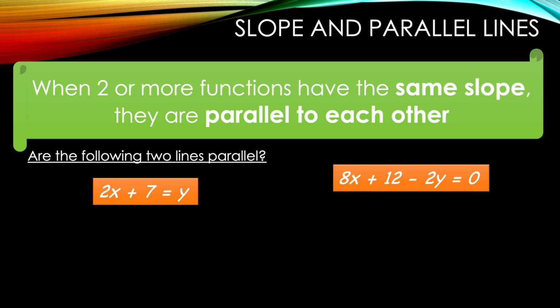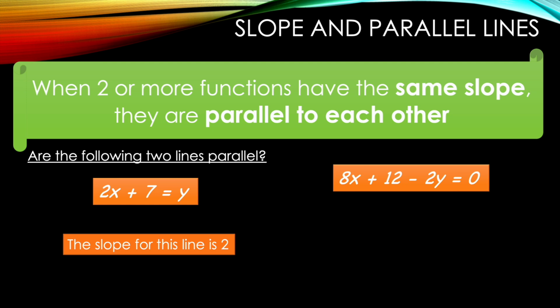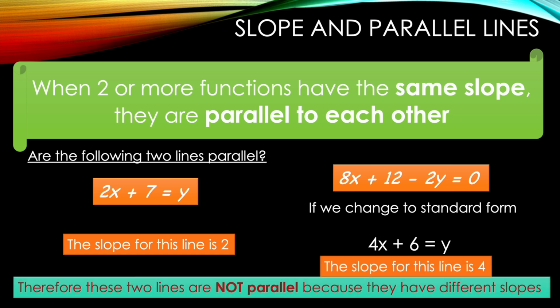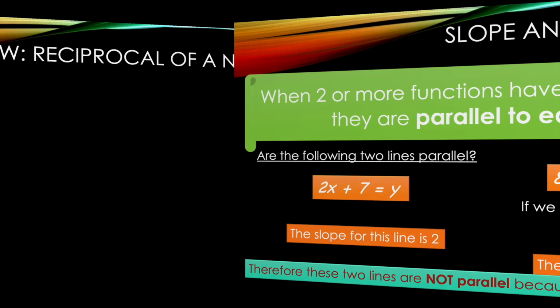One is in standard form and the other is in general form. We know that in the standard form the slope is 2 because our a is 2. In our general form, we can use the equations I gave you where you could find the slope. However, if we just change this to standard form, you would notice that the slope is 4. And so in this case, the lines are not parallel because they have two different slopes. One is 2 and one is 4.